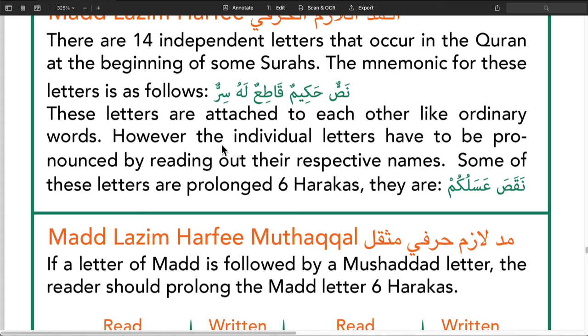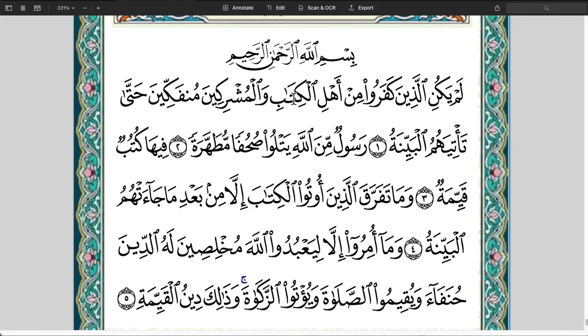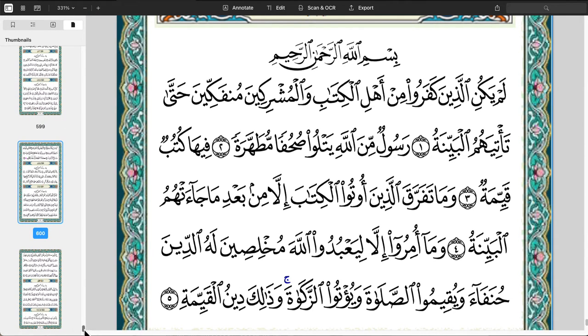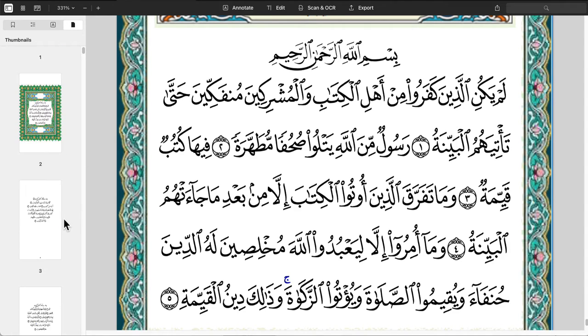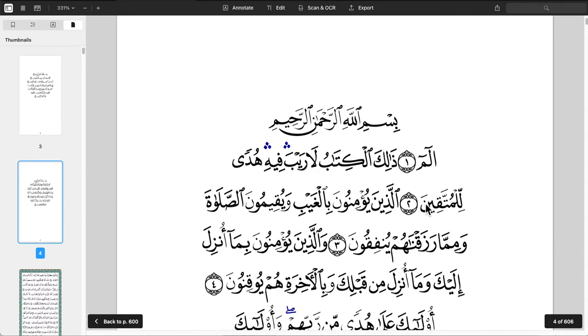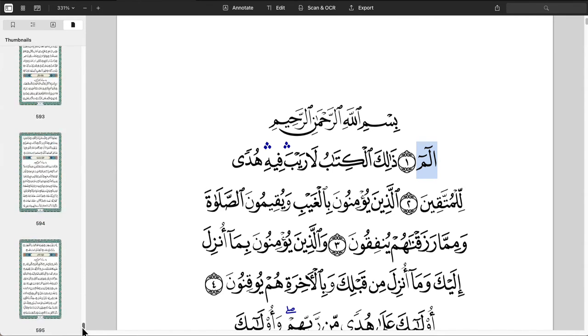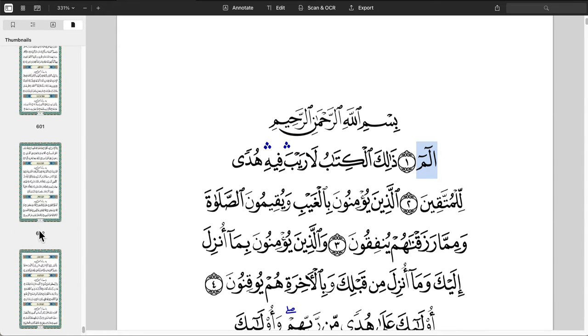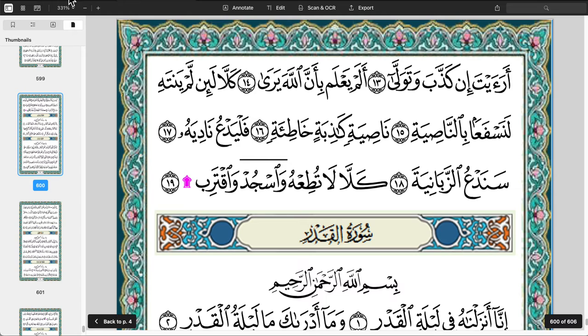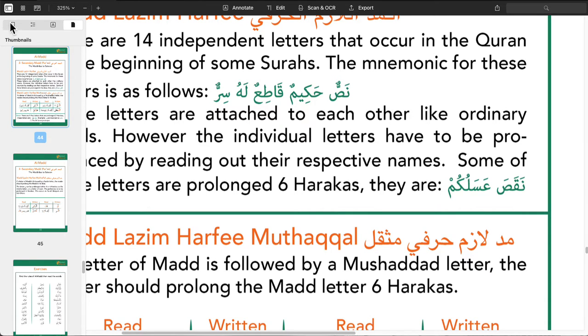However, in the writing, let's see here. I have to go up to Baqarah, for example. Here, they will always be attached. We call them disjointed letters, meaning we read them disjointed, but in the Mus'haf you will see them all attached, like Yasin and other surahs. Okay, let's go back to the lesson and close it here.